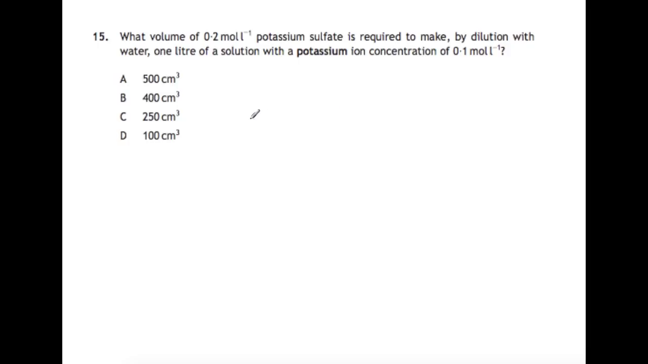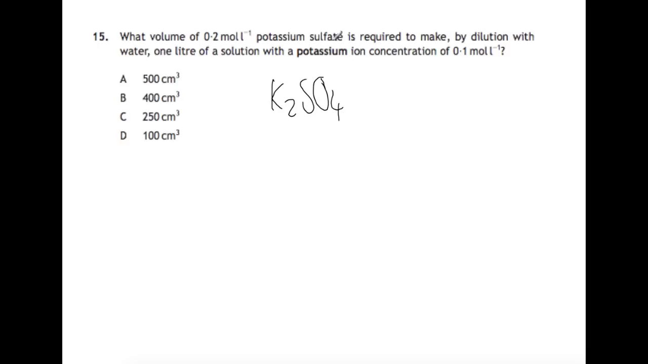For question 15, we're going to do a calculation. We're trying to find the volume of potassium sulfate that we would need if we were going to dilute to make a specific concentration. Potassium sulfate is K2SO4. We're looking at the potassium ion concentration of the new solution that we make, and we want to know what volume of the original solution we would need.